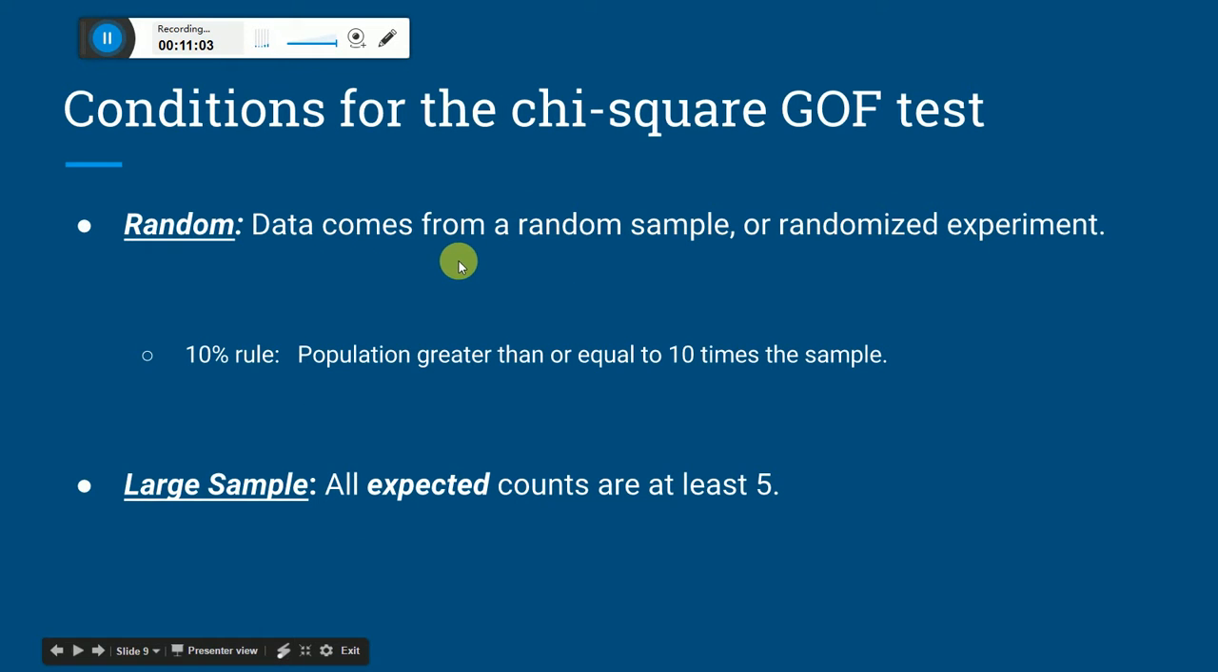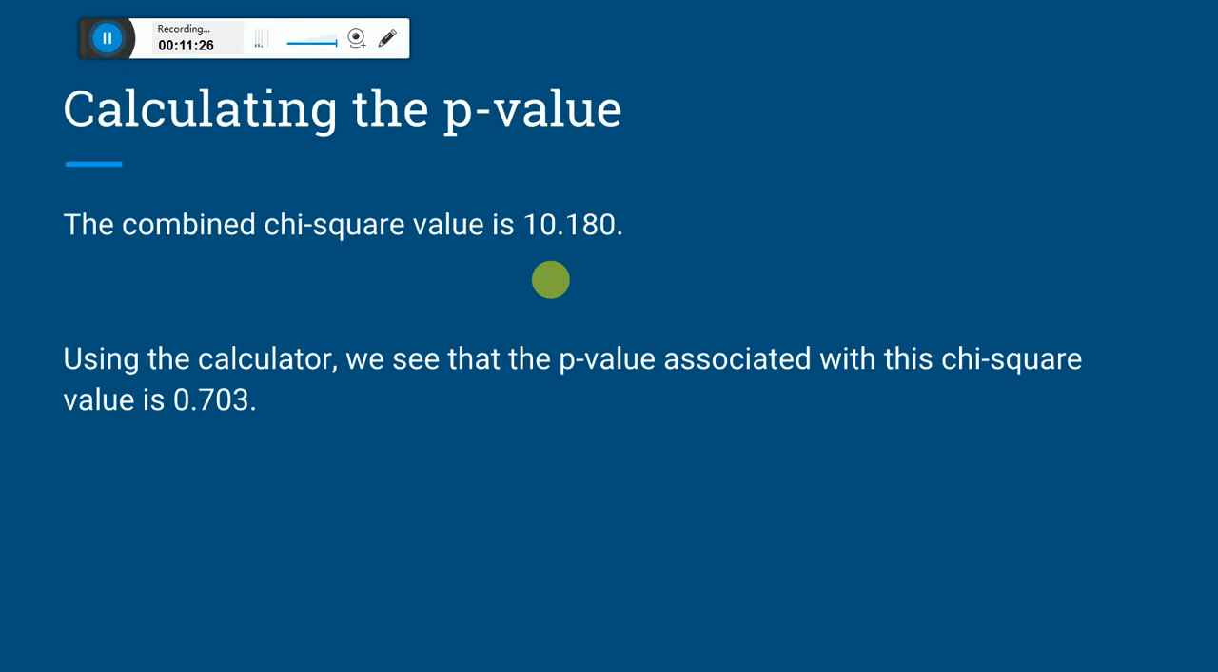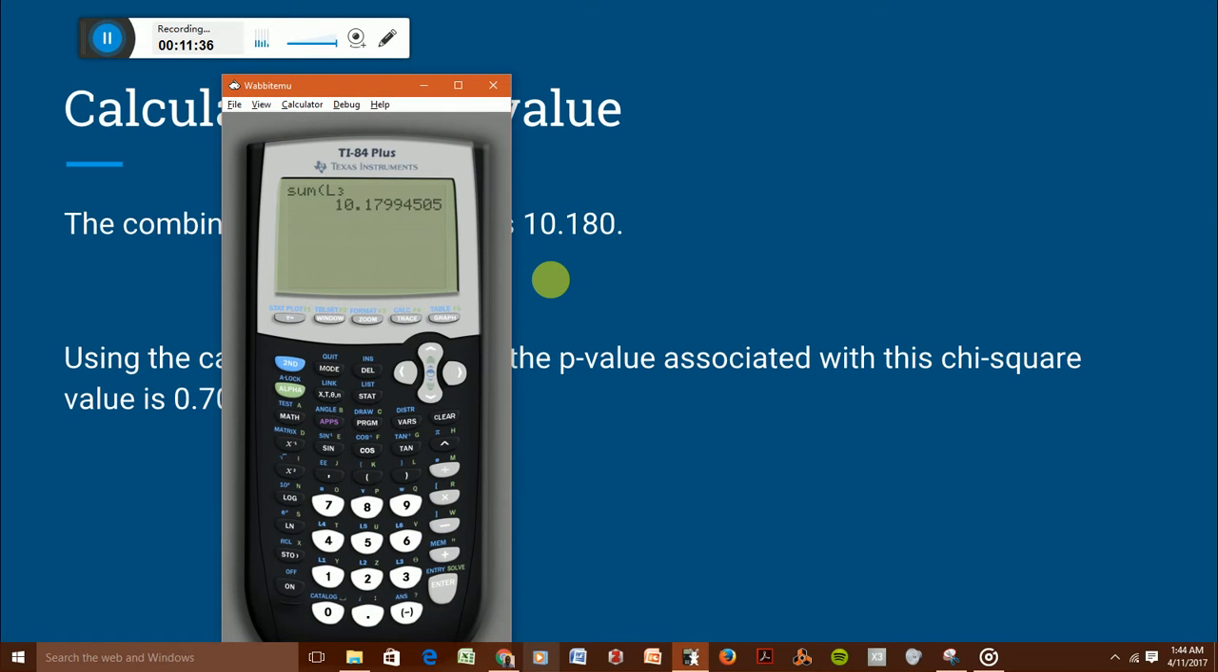Awesome. Now let's look at our conditions. Data must come from a random sample or a randomized experiment. The 10% rule still says the population must be greater than 10 times the sample, and for a large sample, all expected counts are at least 5. And we see that all 3 of those conditions are indeed met for this example. With that being said, let's look at calculating the p-value. The combined chi-square value is 10.18, and again, we got that by simply adding up all the values, in this case in L3.